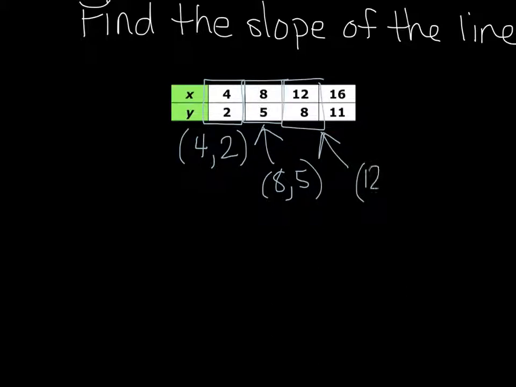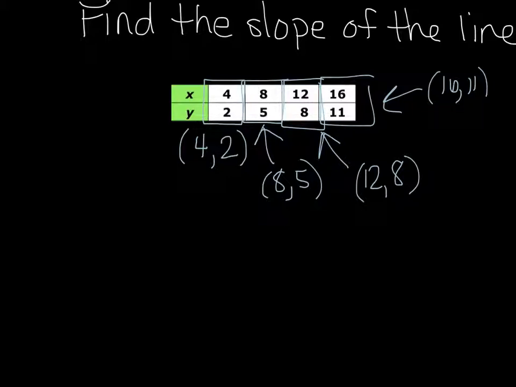When x is 12, y is 8. And when x is 16, y is 11. So these are all points on our line. They're giving us a lot of information here. So what we can do is find the slope of the line by plugging that right into our formula. Then you might ask yourself, well, what 2 points can we use?